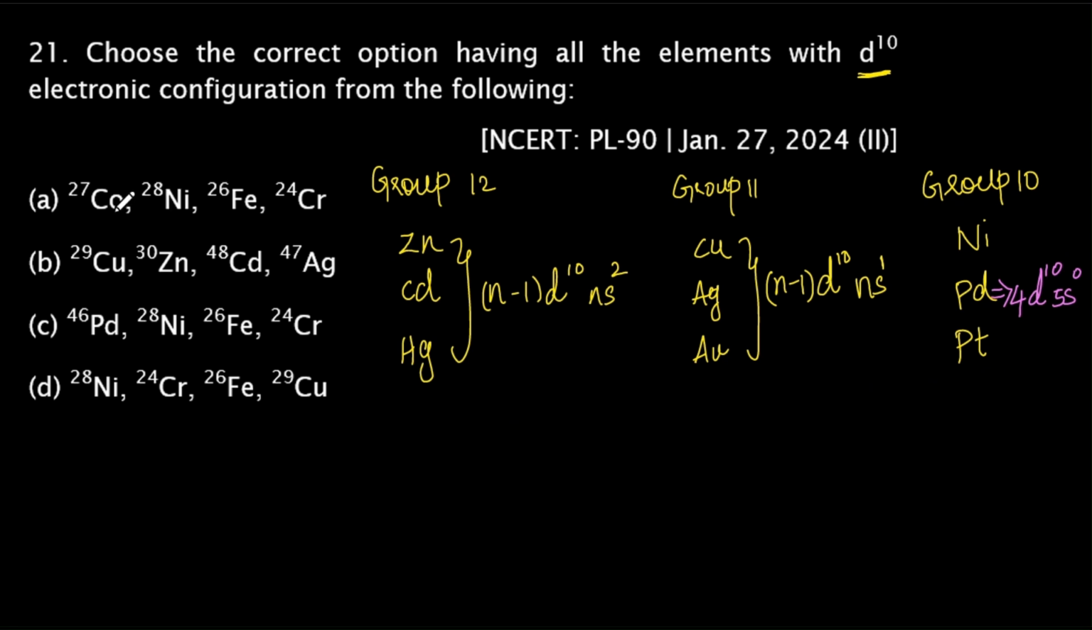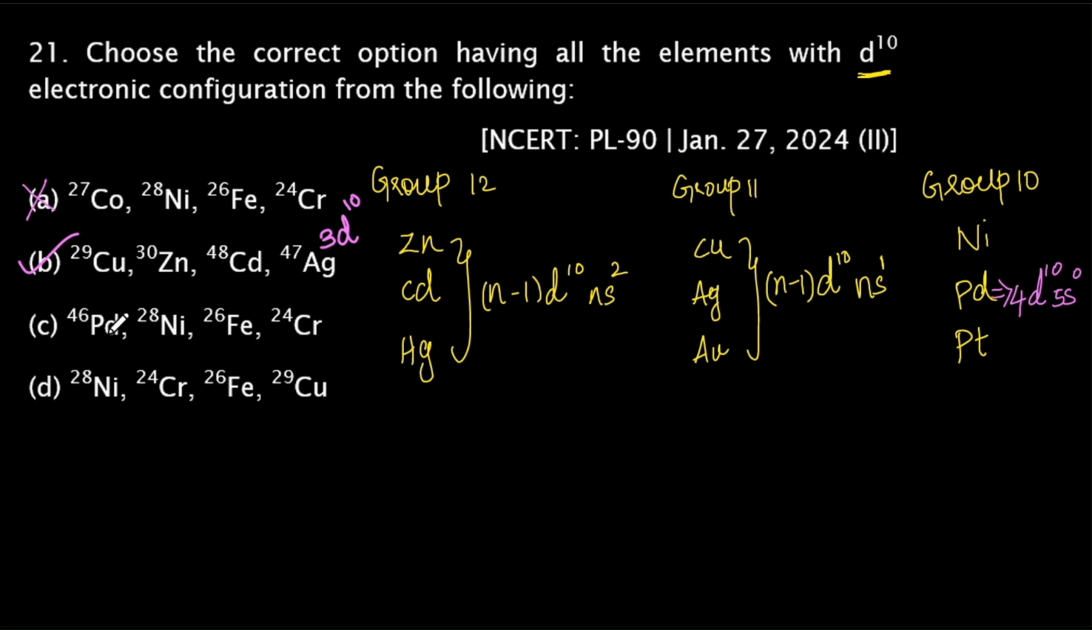In option A, cobalt, nickel, iron, chromium are given. None of these elements have d10 configuration, so option A is ruled out. Then option B: copper, zinc, cadmium, silver. Copper is in group 11, zinc is in group 12, cadmium is also from group 12, and silver is from group 11. So all these elements have 3d10 configuration. So our correct option is option B. Let us check the other options also.